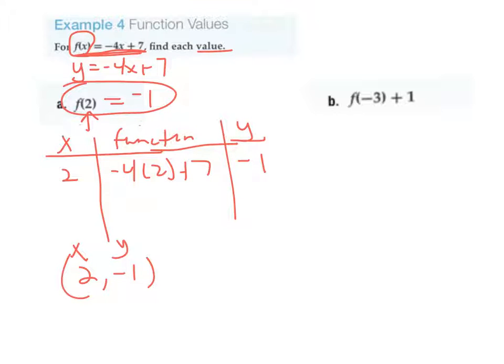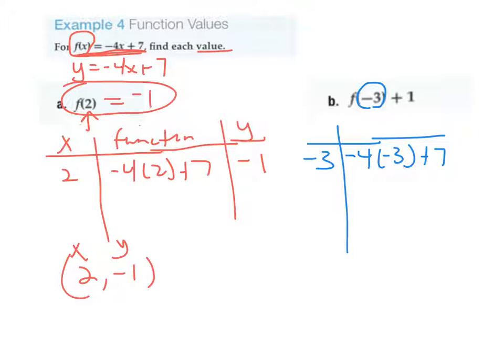So let's look at this problem over here. I want to substitute this -3 for the function. So I'm going to write a -3, and I'm substituting it into the function, and get the answer. That's negative 12 plus 7 equals 5. Now, this part equals 5, but we have a plus 1. So the whole answer then is 6. So this notation simply means to substitute for x into the function or equation that's given to us.